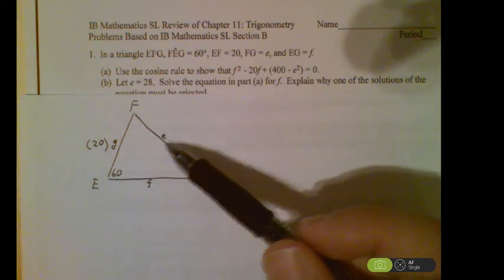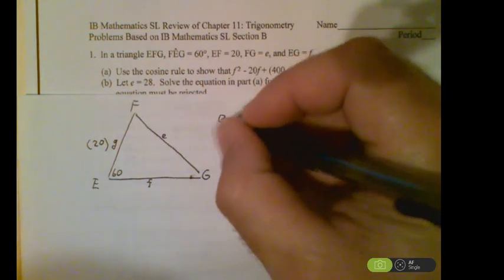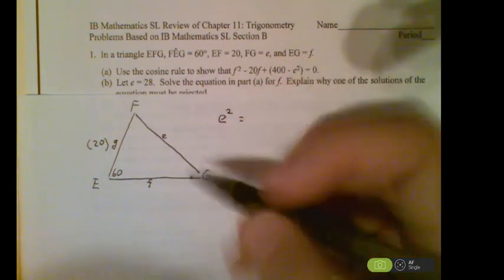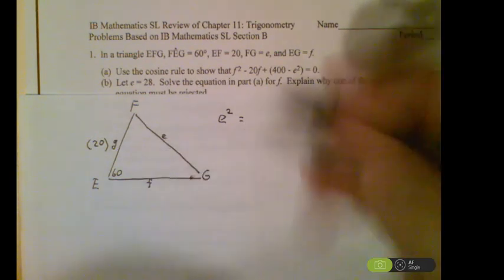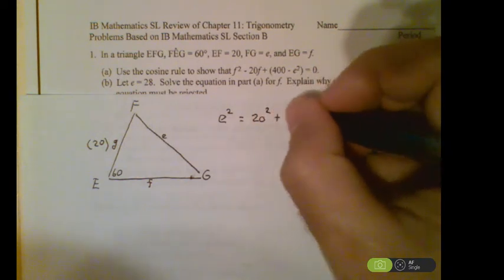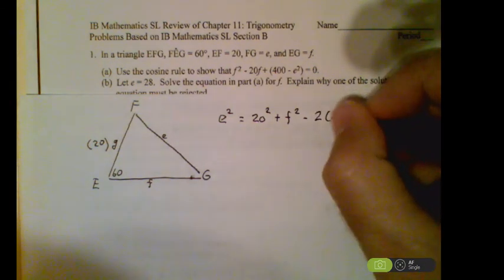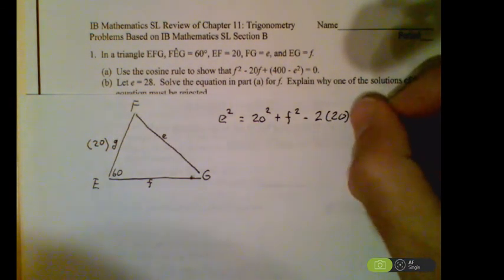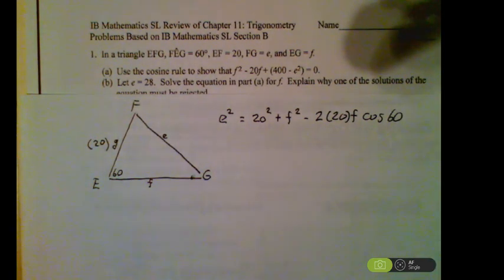So if we use the cosine rule, which is in our formula packet, we're going to start out with our e squared, and then we got the two other sides, which we know one is 20, the other is f. So we got our 20 squared plus f squared minus 2 times 20 times f. We got our cosine of 60. So that would be our setup for this one.